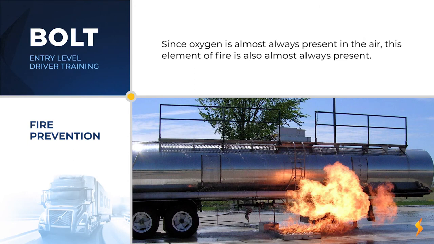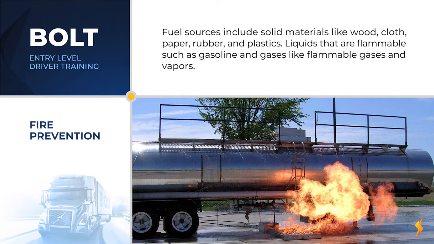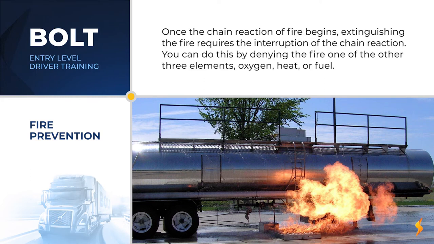Since oxygen is almost always present in the air, this element of fire is also almost always present. Some sources of heat or ignition include open flames, lightning, smoking, hot surfaces, frictional heat, static electricity, and sparks. Given enough oxygen and heat, almost anything will burn. Fuel sources include solid materials like wood, cloth, paper, rubber, and plastics, liquids that are flammable, such as gasoline, and gases like flammable gases and vapors. Once the chain reaction of fire begins, extinguishing the fire requires the interruption of the chain reaction. You can do this by denying the fire one of the other 3 elements: oxygen, heat, or fuel.